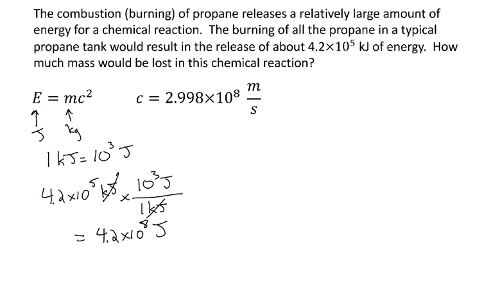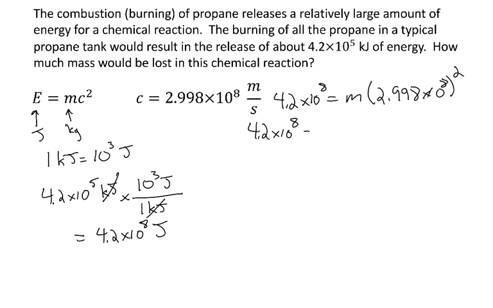So when I do that, I've plugged in my E, now I'll put in my speed of light. Don't forget to square it. There are a number of ways that we could solve this problem. What I'm going to do is evaluate this first, so I'm going to go ahead and square the speed of light. When I square the speed of light, I get 8.988 times 10 to the 16.